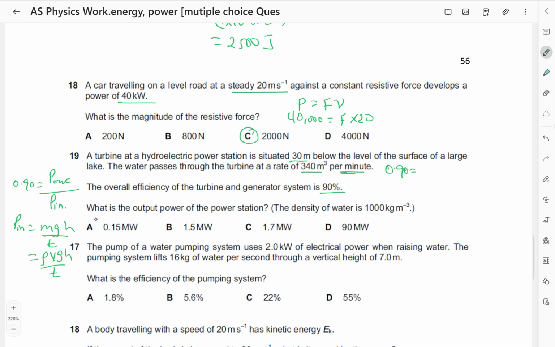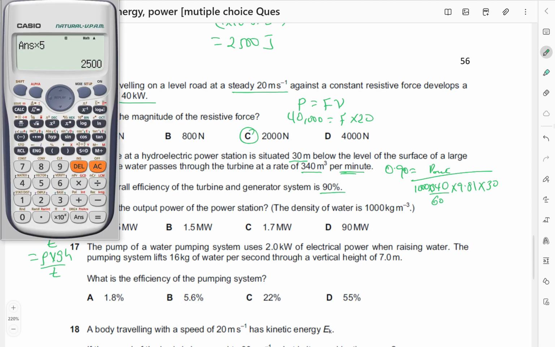0.90 is equal to the power output divided by density, which is 1000. Volume is going to be 340, so that is times 340. But remember, it is per minute. I change it to per second, so I divide this by 60. Then times G, which is 9.81, then times H. The water must fall through 30 meters to reach the turbine. So the time V over T, I've already catered for it.